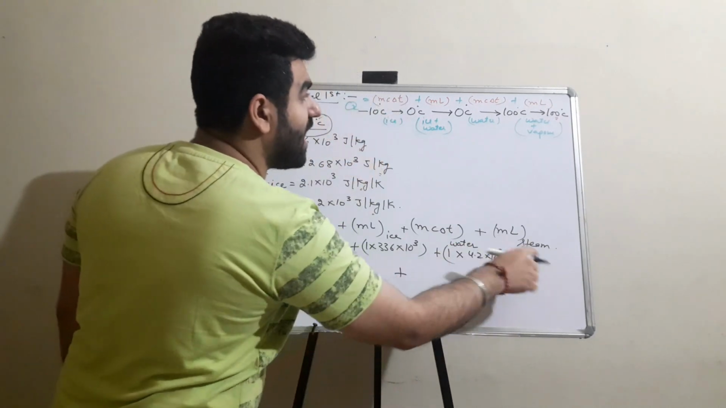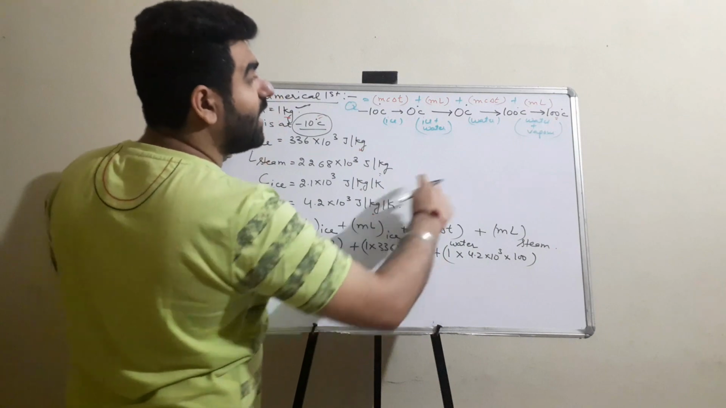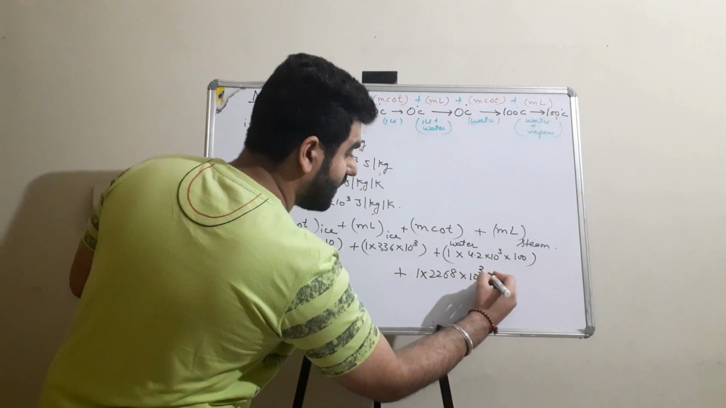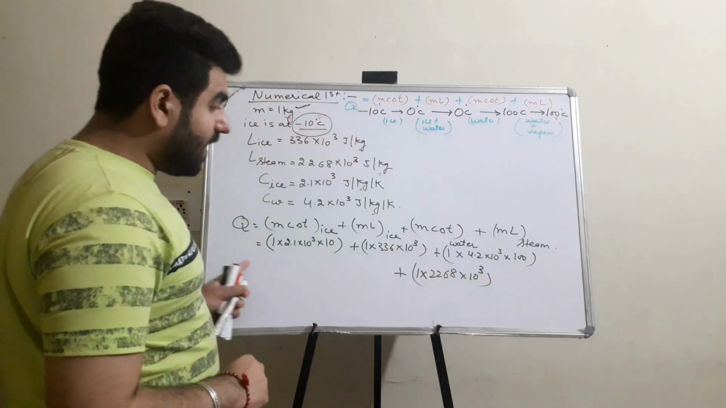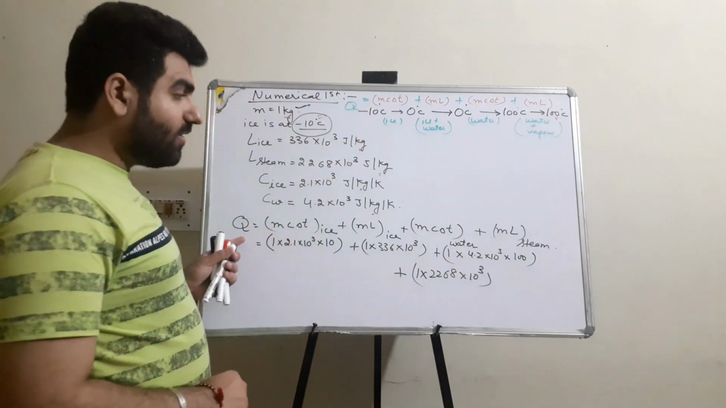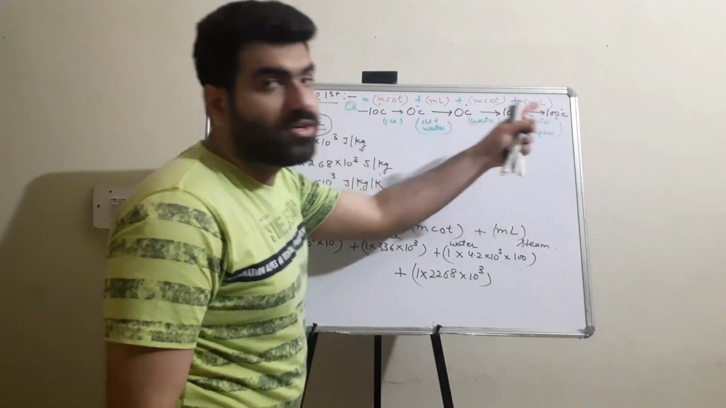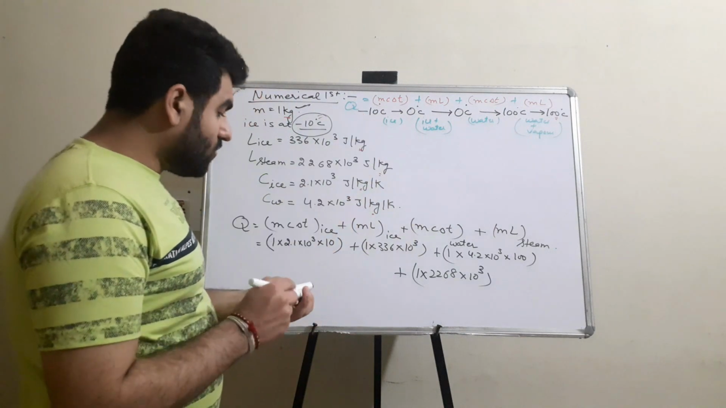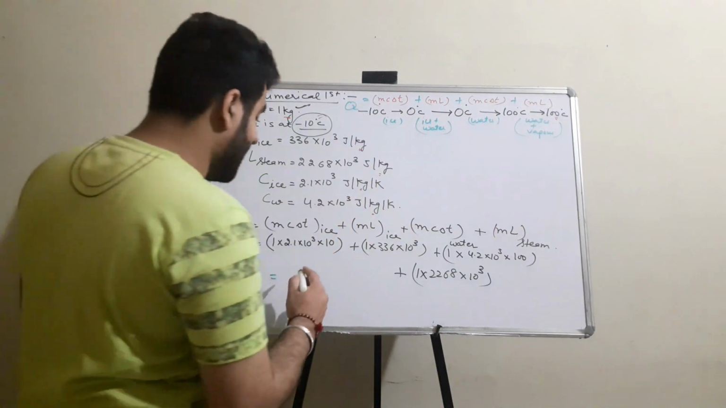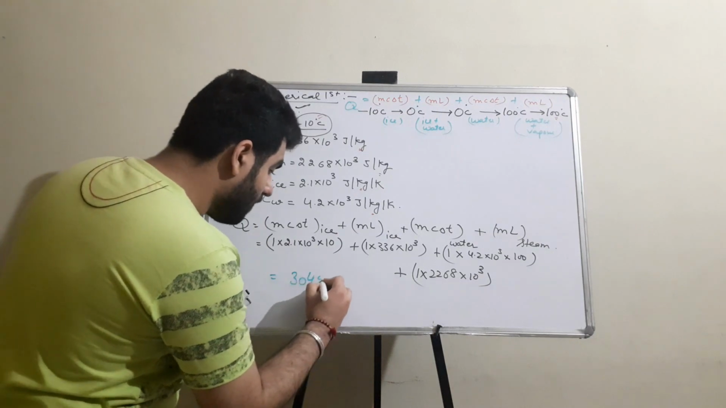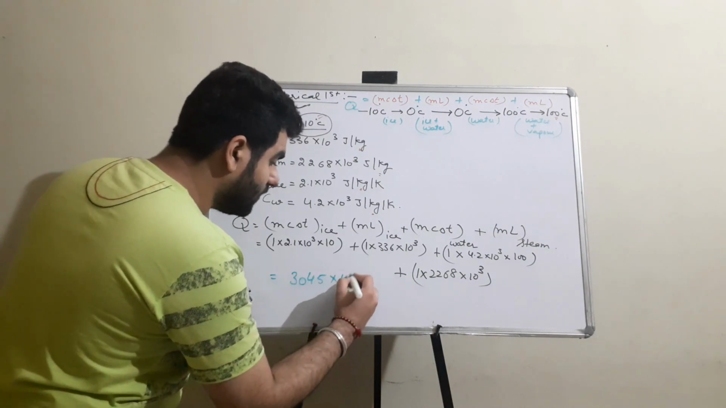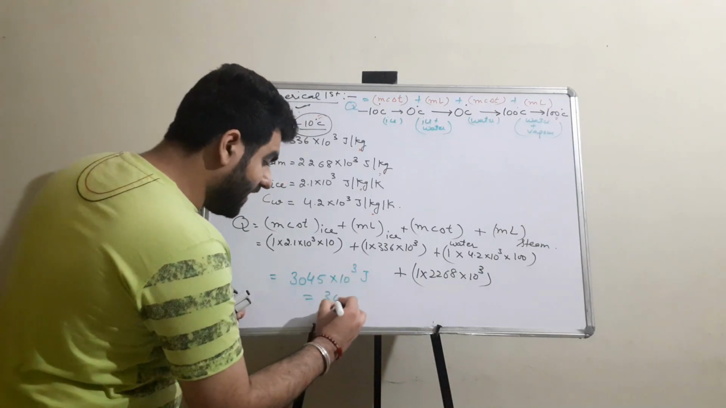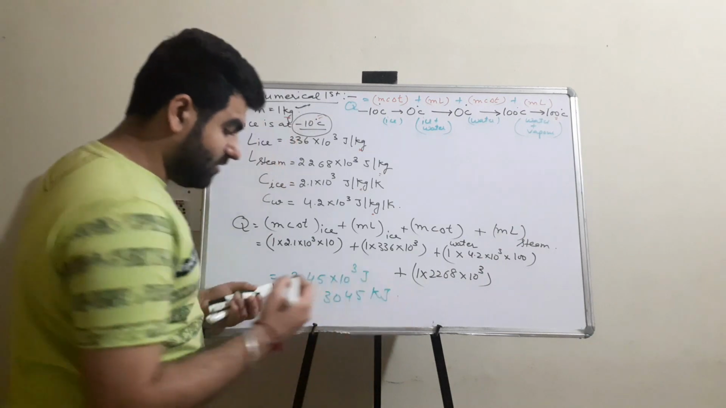Last part is mass of steam, again 1 kg, into L for steam they have given us 2268 into 10 power 3. Alright. Sum of all these heats will give us the total heat required to change its temperature from minus 10 to 100, or till all of the ice vaporizes starting from minus 10. So after solving this, we will get the answer as 3045 into 10 power 3 joules, and instead of writing 10 power 3, we can also write 3045 kilojoules.